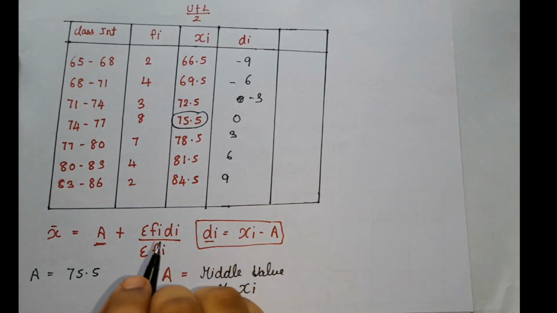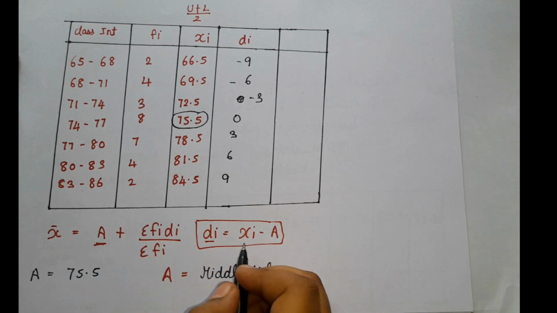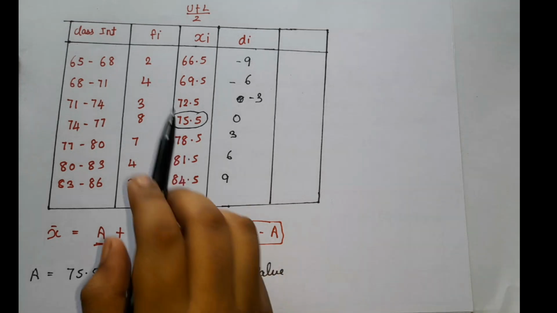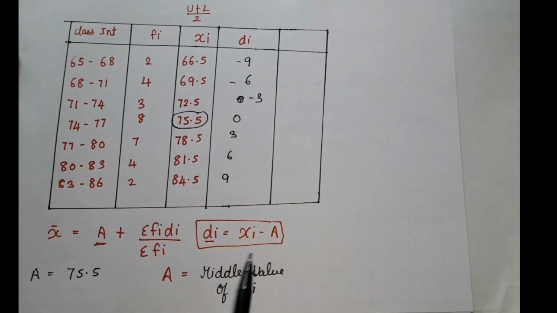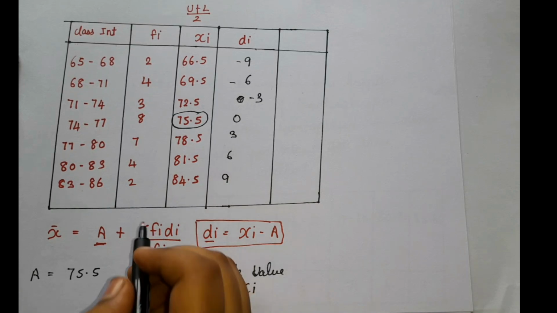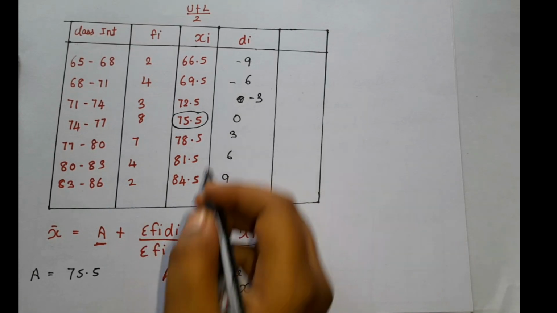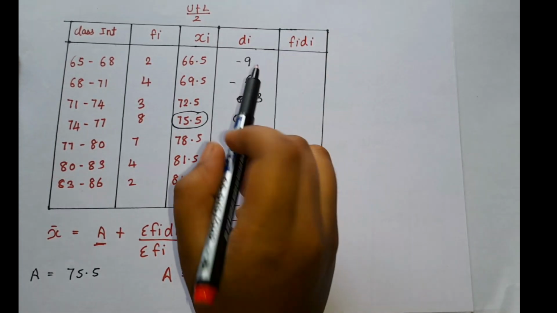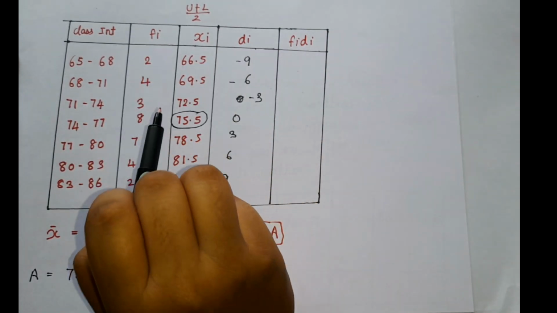Okay, so like that we'll get it. How? It means xi minus a. So we are supposed to subtract these values with a. Like that I'll get this value. All right, so now actually we want fi into di, isn't it? So fi into di. Now I have the di value as well as the fi value.